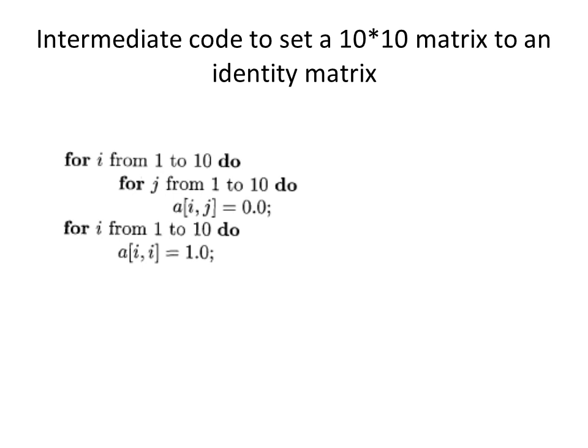So this is the low level, high level language. Let us take the C program for converting the 10 by 10 matrix to an identity matrix.